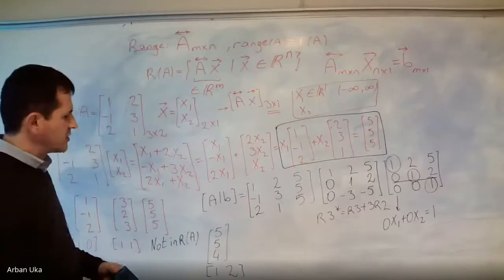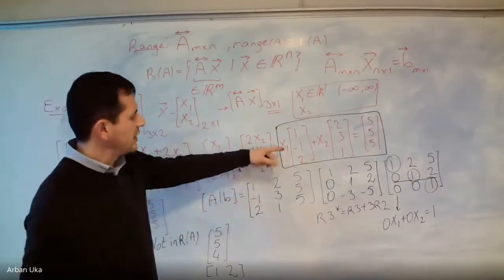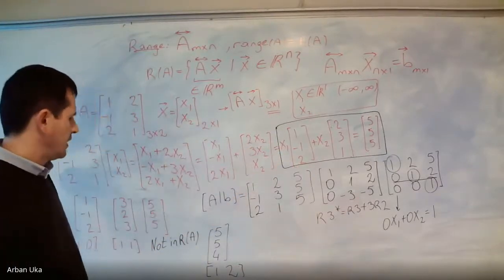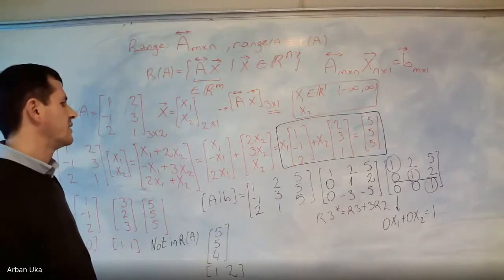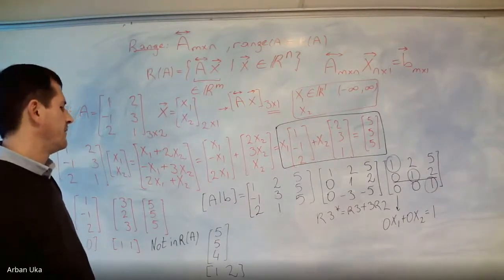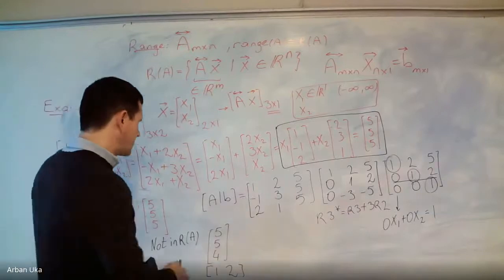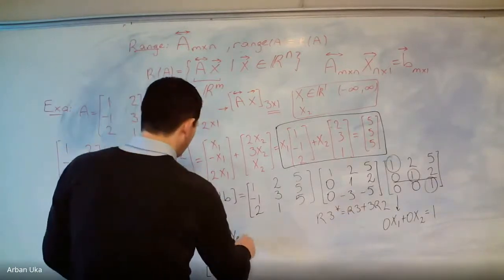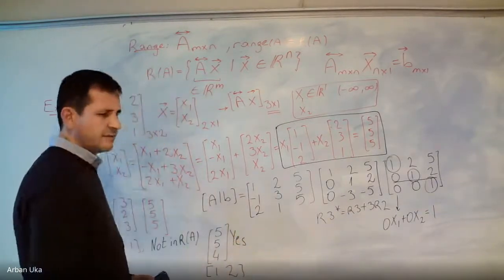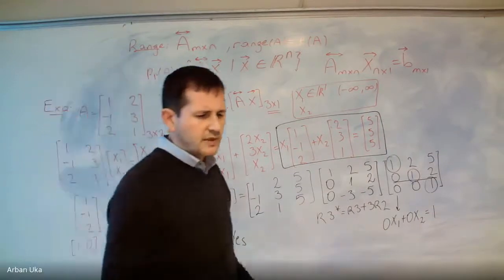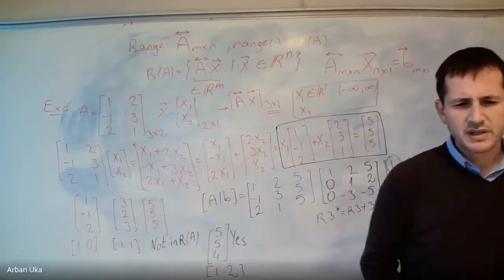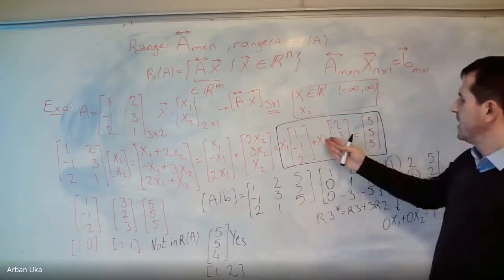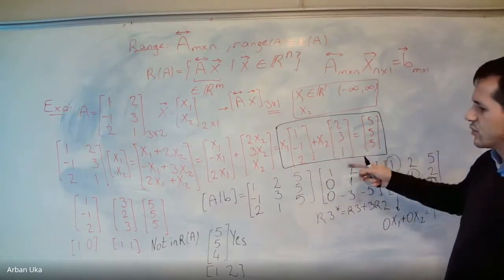This is in the range because we can set x1 equal to 1 and x2 equal to 2, and we can satisfy the equation. Okay, so 5, 5, 4 is in the range, but 5, 5, 5 is not. Actually, if you want to produce a vector which is not in the range of matrix A, you just add them together and you just change one number.